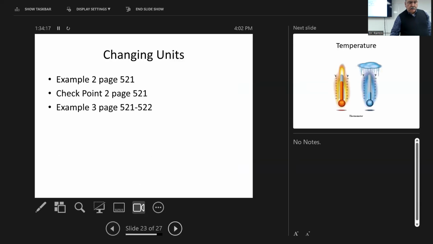Now changing units. If we go to page 521, again, that's like what we did before. Let's look at example 2. It says an aquarium holds 0.25 cubic meter of water. What's the weight of that? So on the table, it tells us 1 cubic meter is equal to 1 kiloliter or 1,000 kilogram.